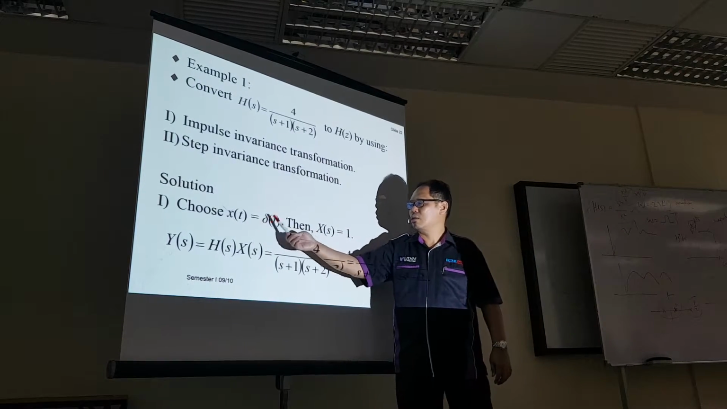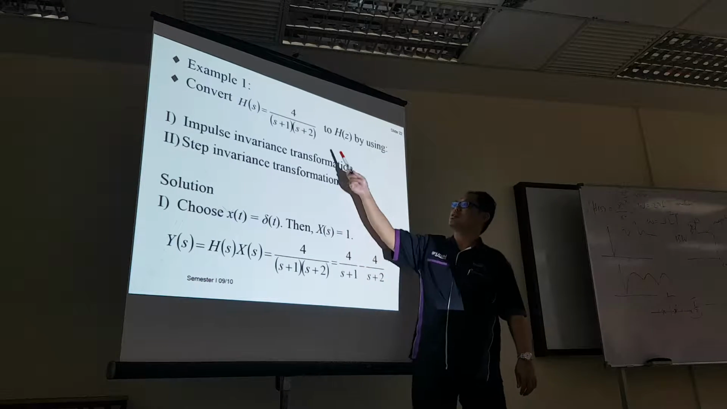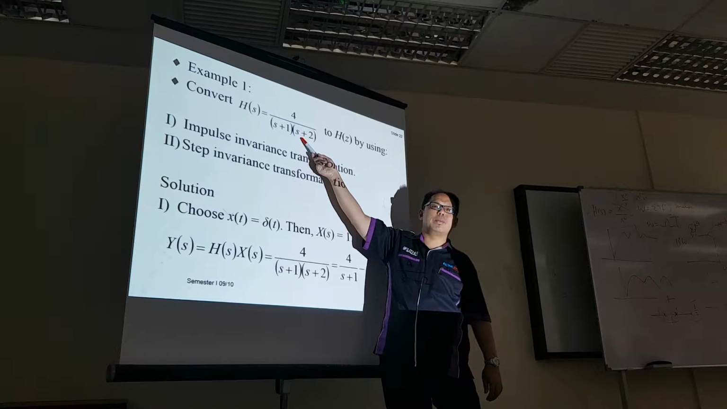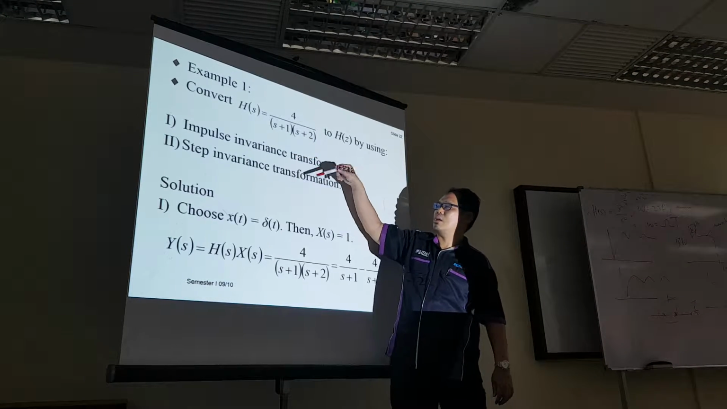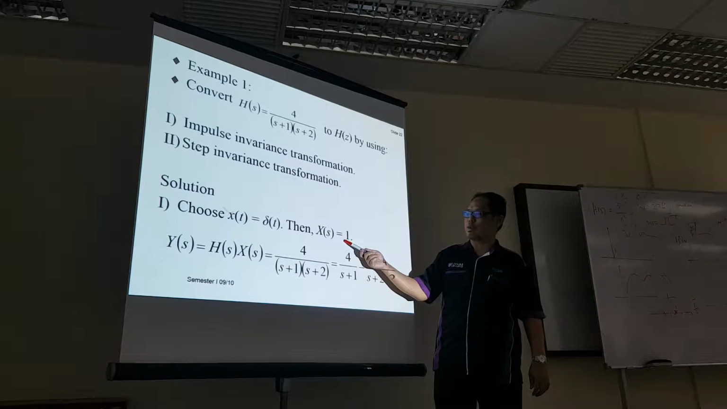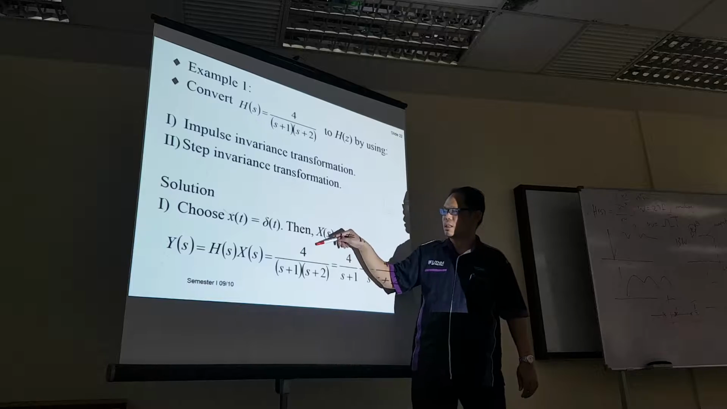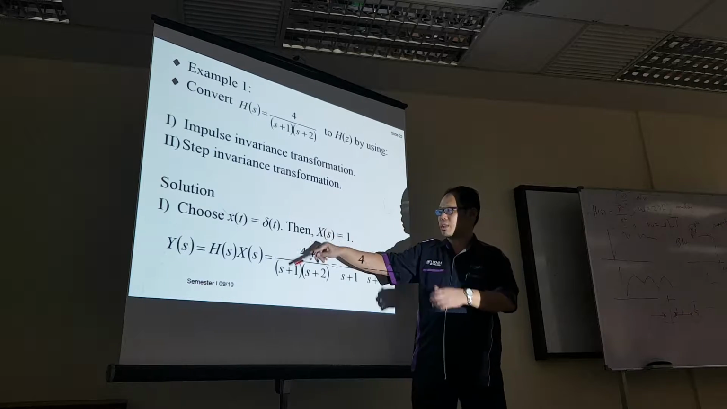So x(t) converts to X(s) equals 1. Okay. Why do you straight away convert? Because this H(s) is given in Laplace, so this is in analog form. So convert straight away to Laplace. Then you can find the output Y(s) equals H(s) times X(s). So you get 4 times 1.